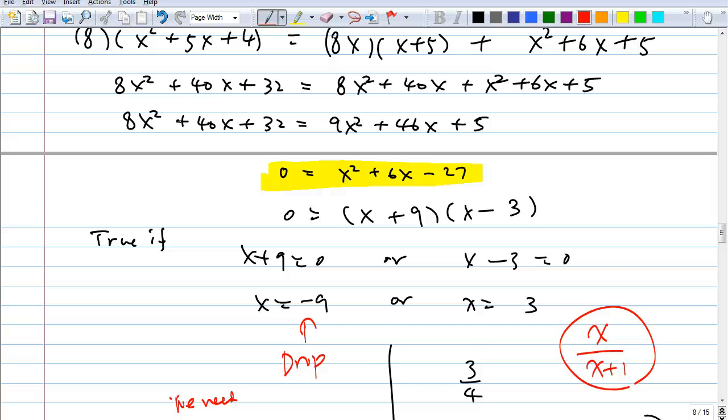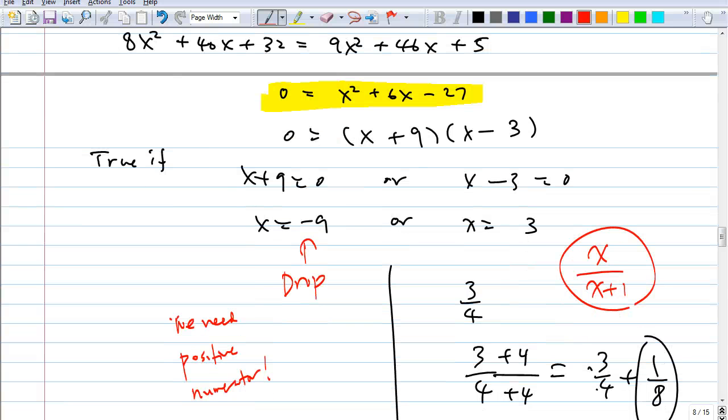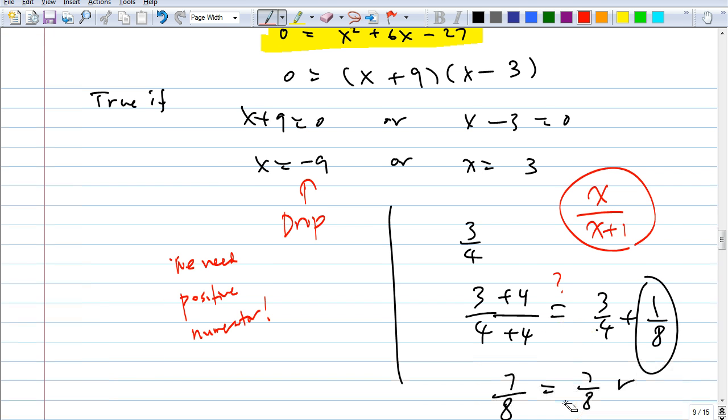So what do we do with this original equation? Well, you add 4 to top and bottom, and that should equal the original plus 1/8. That's what we're looking for. Isn't that what we're looking for? Do you see what I'm saying? We're basically plugging it back into our equation, right? The original equation, you add 4 to the numerator and denominator. It should equal the original fraction plus 1/8. And does it? Well, we get 7/8 equals 7/8, right?